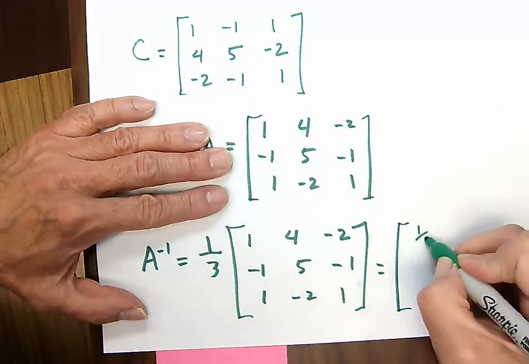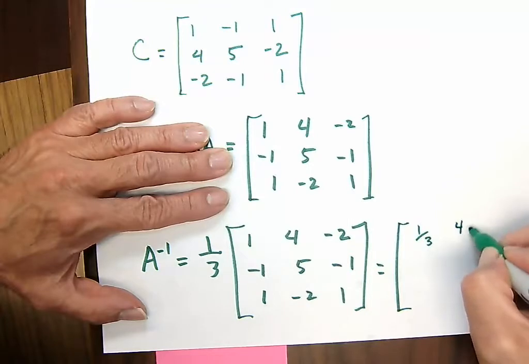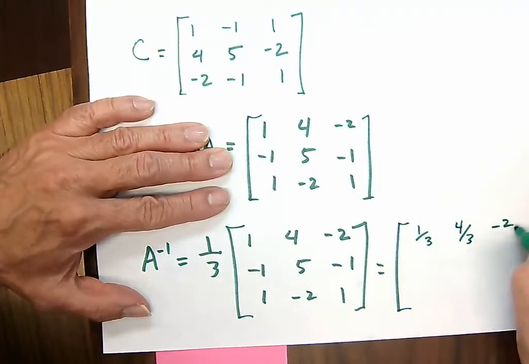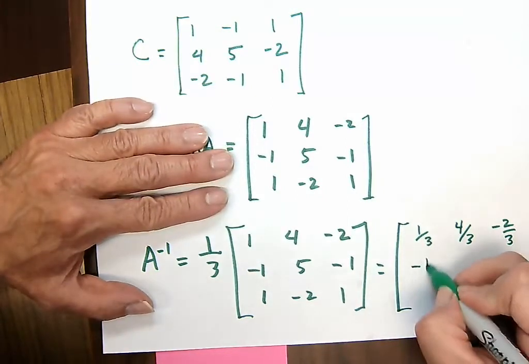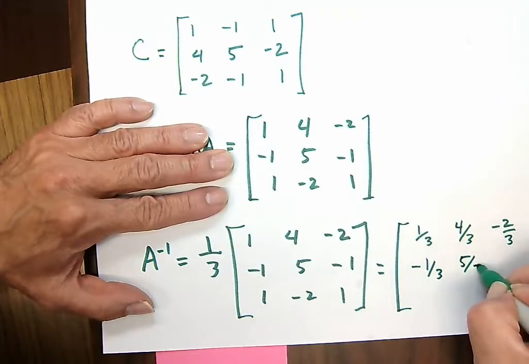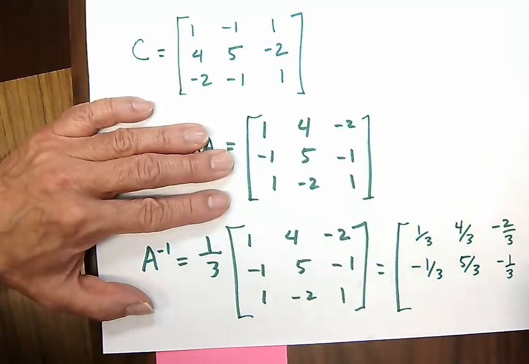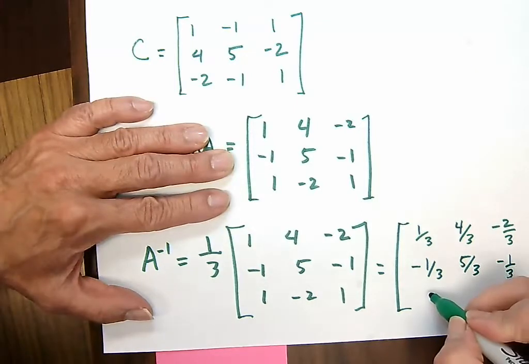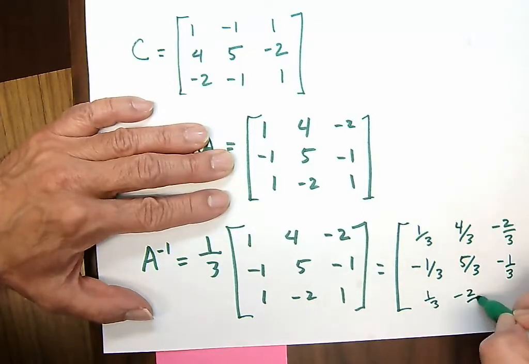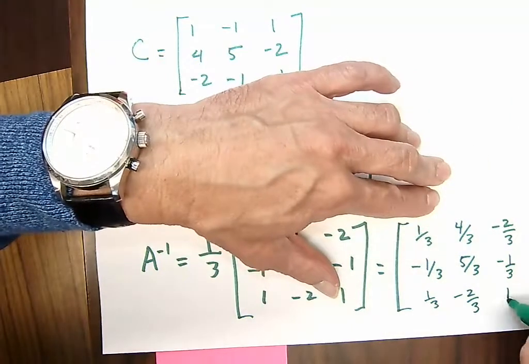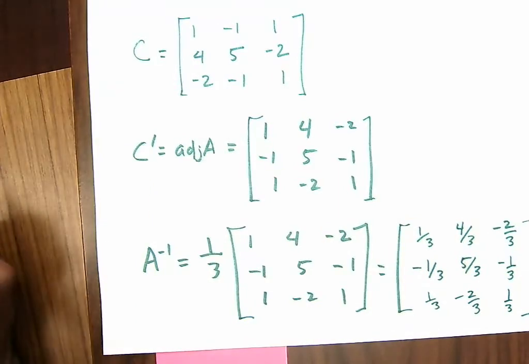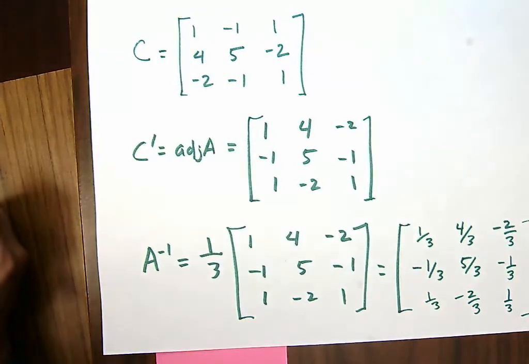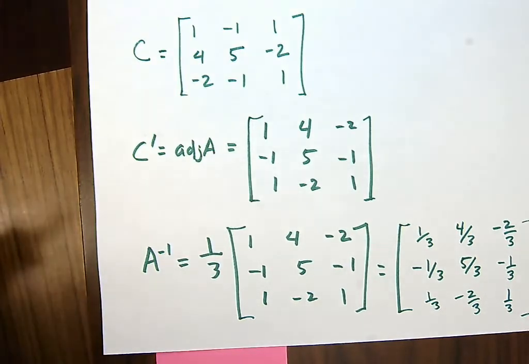First row, 1/3, followed by 4/3, followed by minus 2/3. The elements in the second row become minus 1/3, 5/3, and minus 1/3. And the elements in the third row become 1/3, minus 2/3, and 1/3. And again, you should check to see if this is the inverse of A by multiplying the matrix A by the inverse of A and seeing if you recover a 3 by 3 identity matrix.